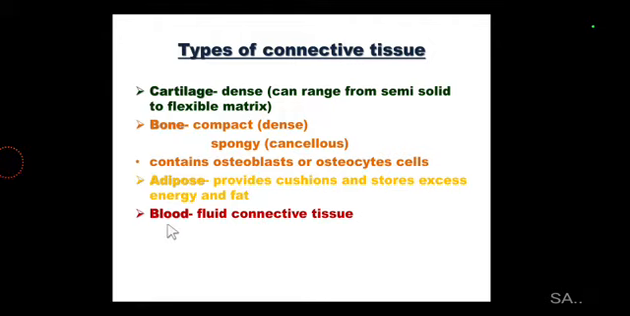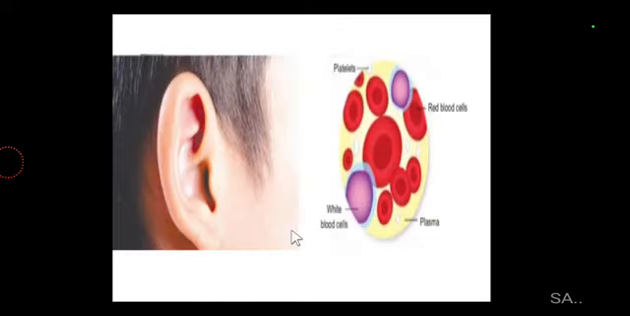A very special kind of connective tissue is blood. It is circulating all around our body, so it is a fluid connective tissue. Here you can see your blood. Blood is made of plasma and blood corpuscles, WBCs and RBCs. Besides this, there are cell fragments, platelets. All are suspended in plasma, and this blood is a type of connective tissue.